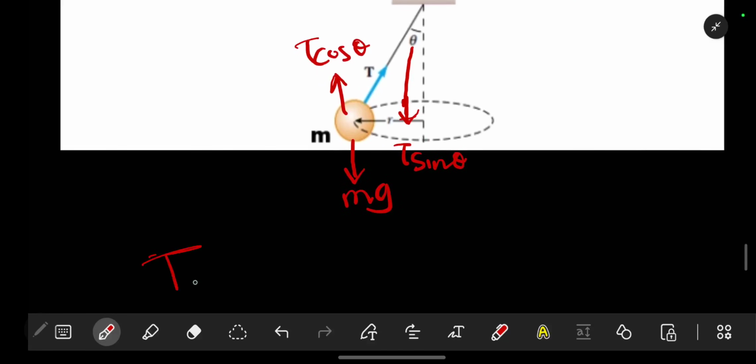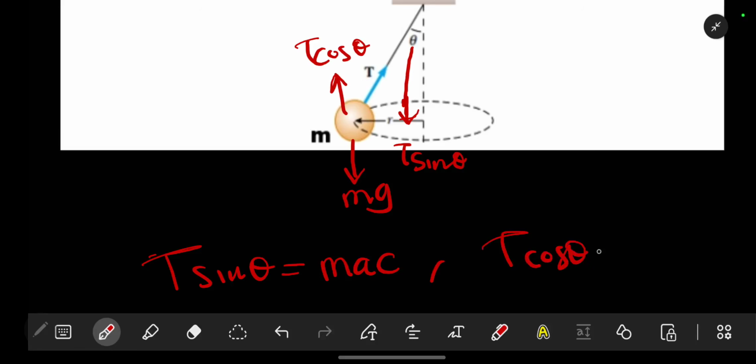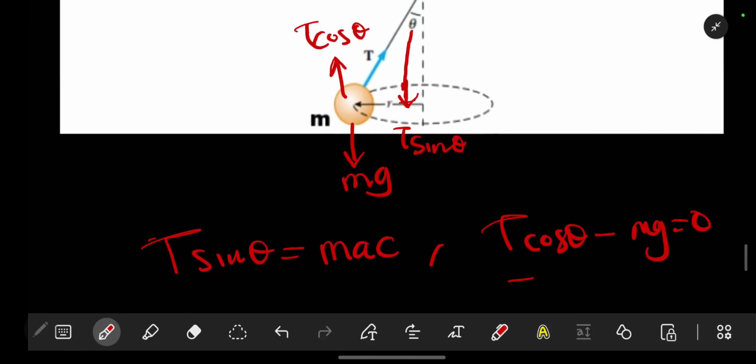By now we understand that T sine of theta is the one that produces the centripetal acceleration. So we have our m a_c. Then the T cosine of theta, you can say minus the downward force, which is your mg, should be equal to 0. So that means your T cosine of your theta should be equal to mg, like that.